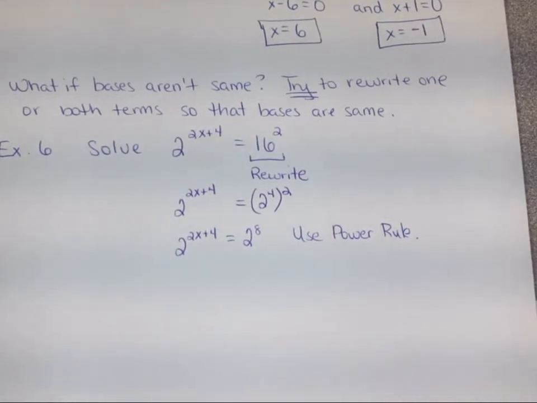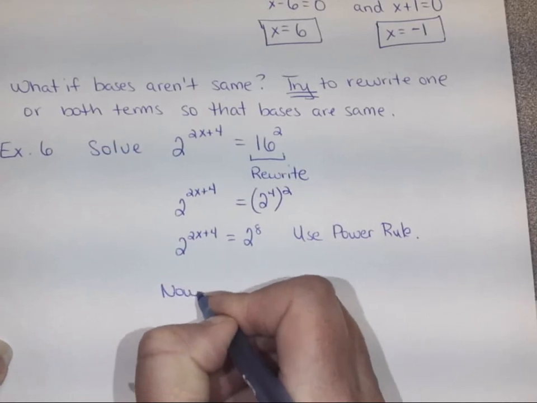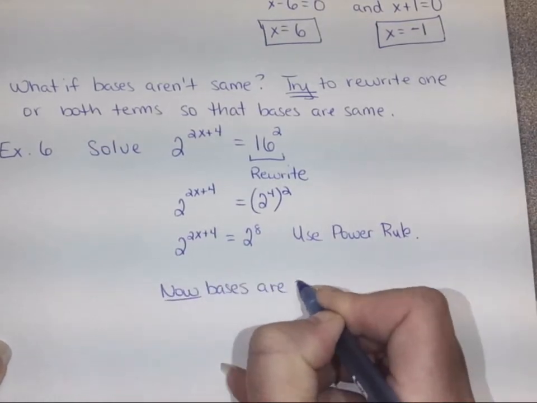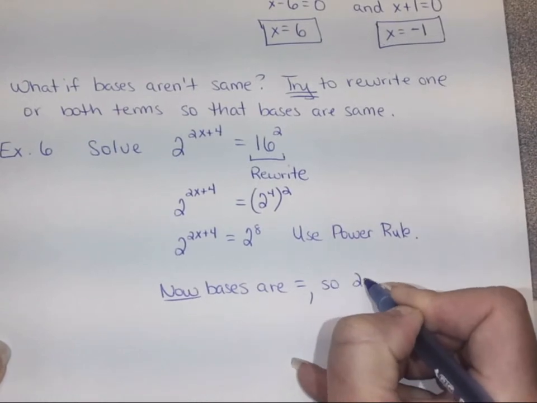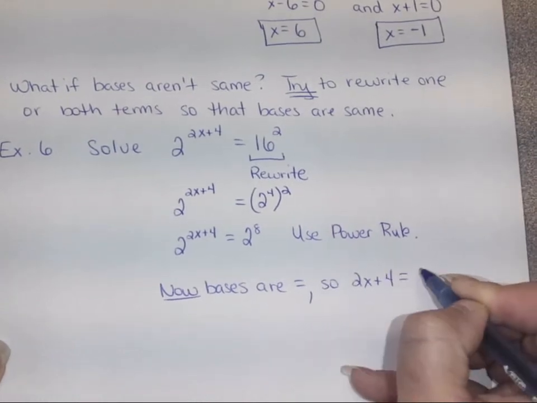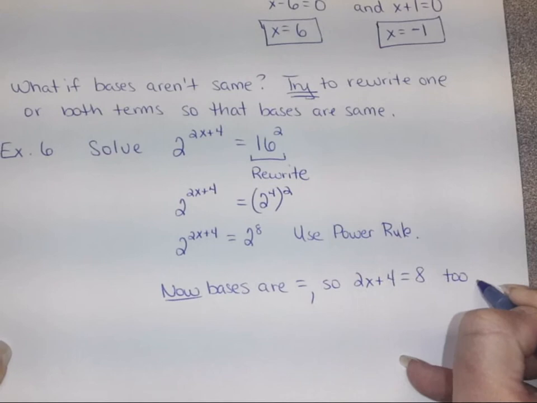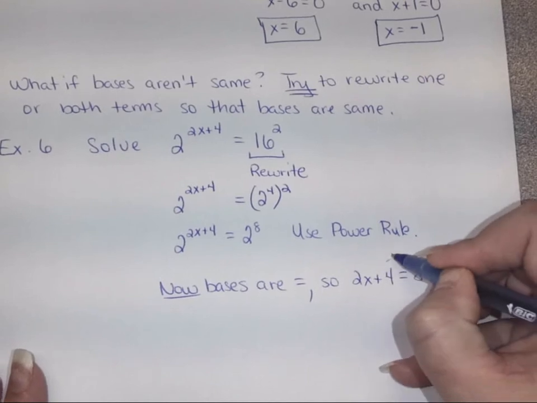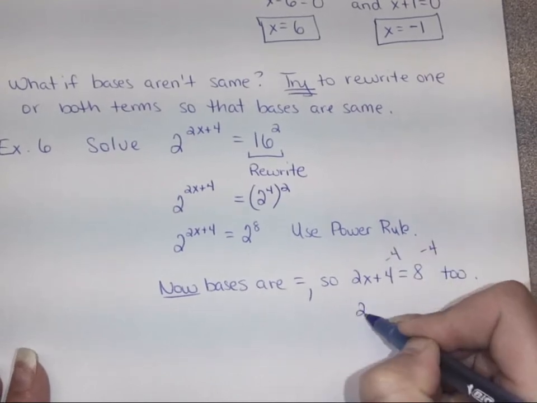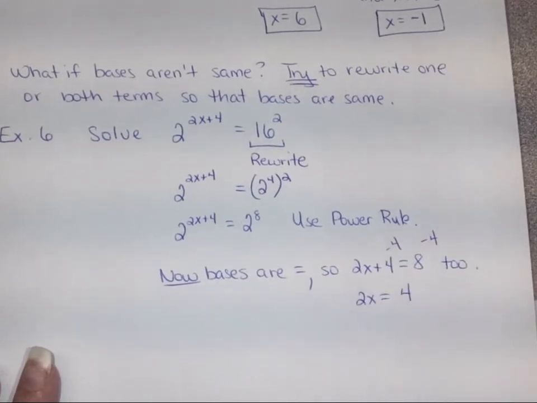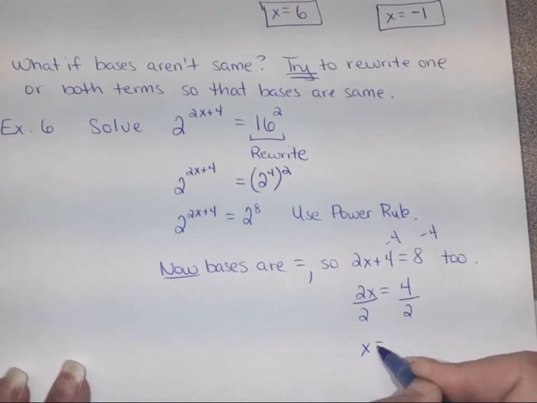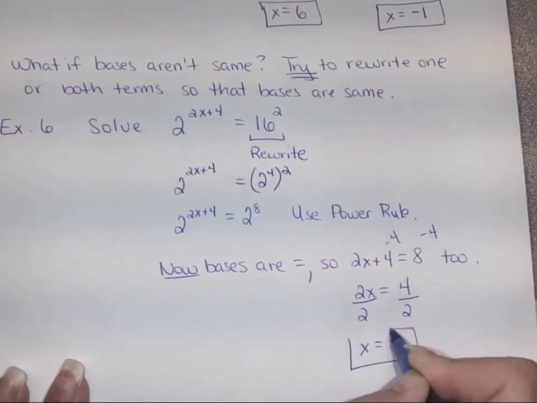Now we're ready to say what? Now the bases are equal, so then what can we also say? Yeah, so now 2x plus 4 is the same as 8 also. And then we're ready to solve, right? So subtract 4 from both sides, and we get 2x equals 4. And then last but not least, divide by 2. So it looks like x is 2.